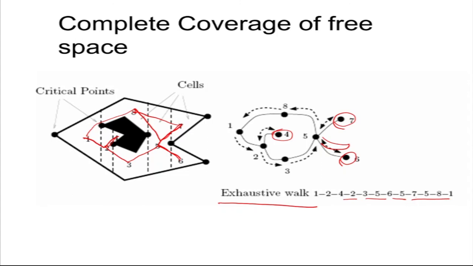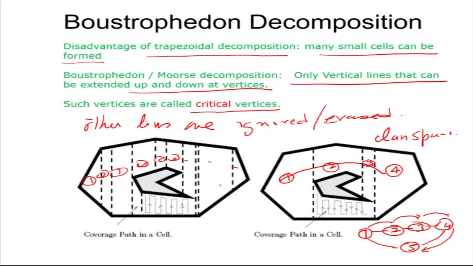Now, something you would have noticed is that when I said I have to cover this, that is okay, but then how do I cover it? What kind of motion do I have in one cell? Let me consider this cell. Will the robot move like this? It has to cover every point, remember. Or should it start going around like that? Which is a better way of covering it? That's an interesting question. Well, there are different ways to do it.